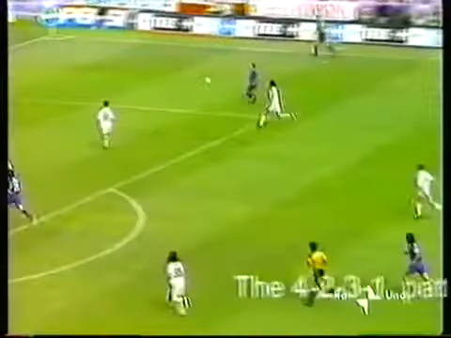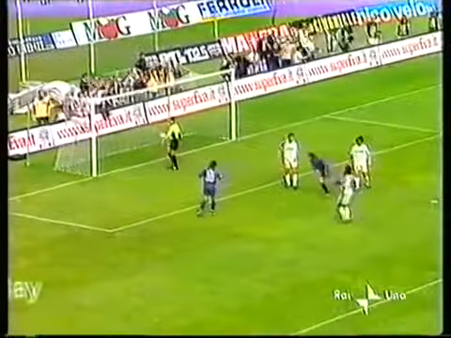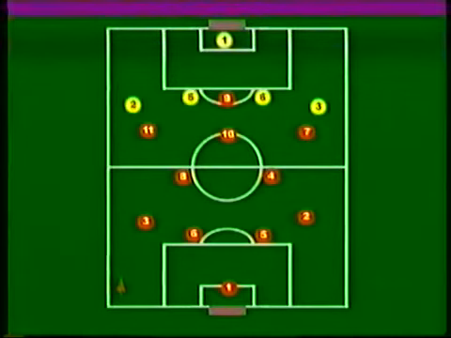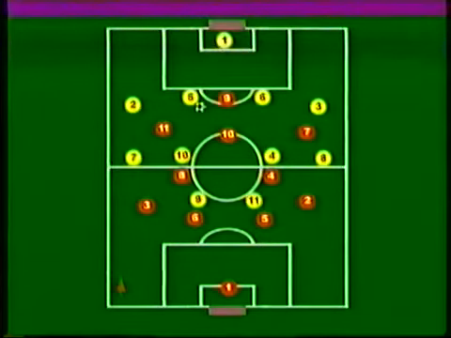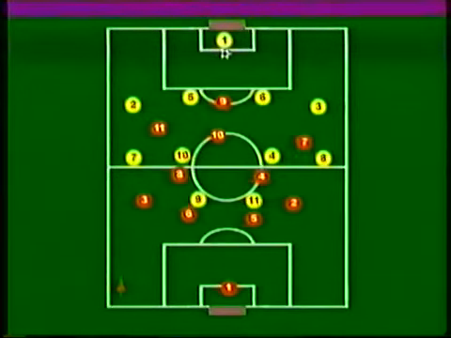The 4-2-3-1 pattern against other patterns of play. The 4-2-3-1 against the 4-4-2. The following tactical movements should be carried out in order to apply pressure on a team playing the 4-4-2.